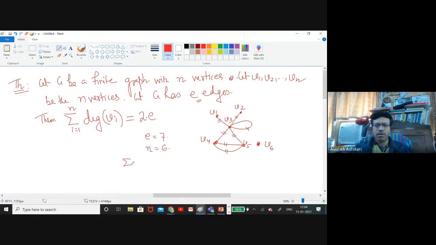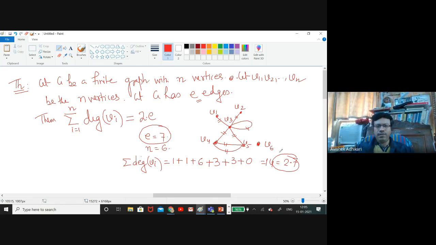So the sum of the degrees of the vertices Vi. Let's start with V1. This value is 1. What is the degree of V2? That is also 1. What is the degree of V3? Can anybody tell me? Degree of V3 is 6, plus degree of V4 is 3, degree of V5 is also 3, and degree of V6 is 0. Let us sum up. So this is 8, 11, 14, and this is nothing but 2 times the number of edges E. So that is the statement of this theorem. Is the statement clear to all of you?